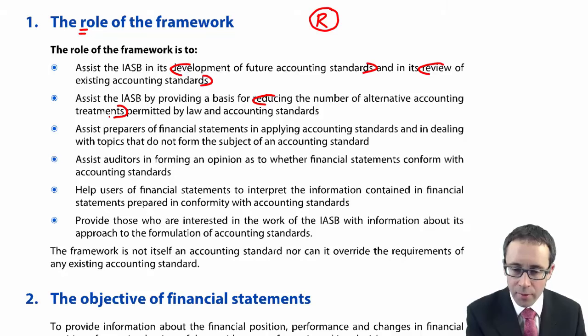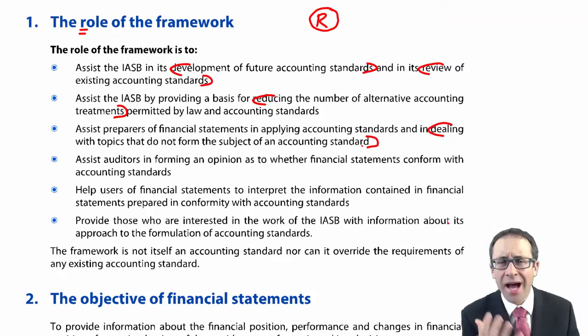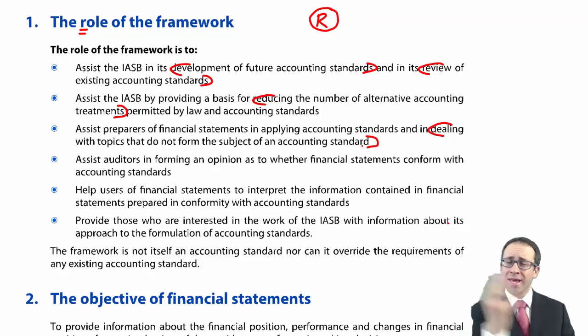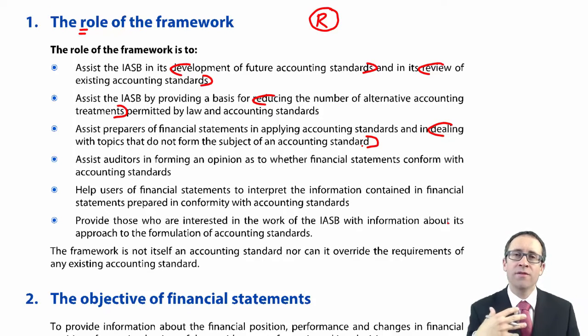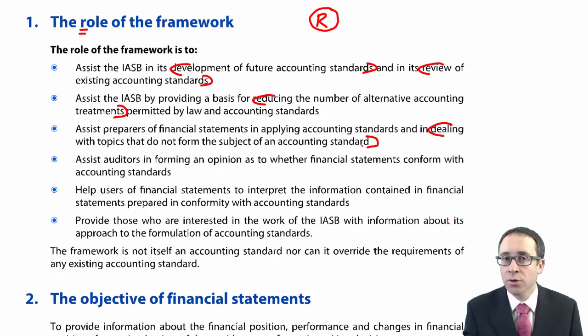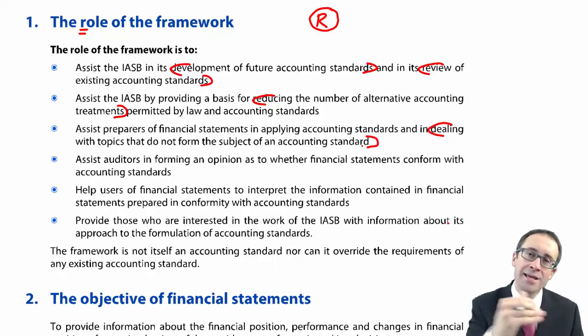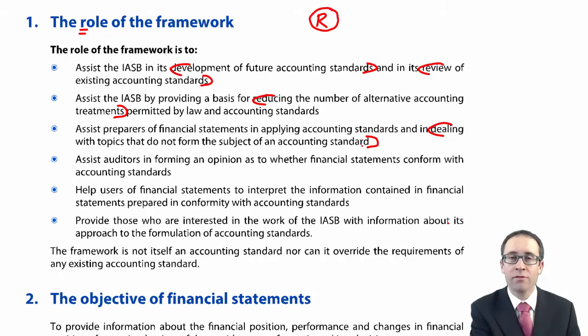The other role of the framework arises very rarely, but helps you deal with topics that do not form the subject of an accounting standard. You think, how on earth can that be possible? Surely there must be an accounting standard for absolutely everything. Not necessarily. As businesses get more and more evolved and developed, there are more complex transactions that will occur. If there is no accounting standard, what do you do as an auditor? What do you do as a preparer of the financial statements? You have to go back to the fundamental principles contained within our Rosetta Stone, the framework.